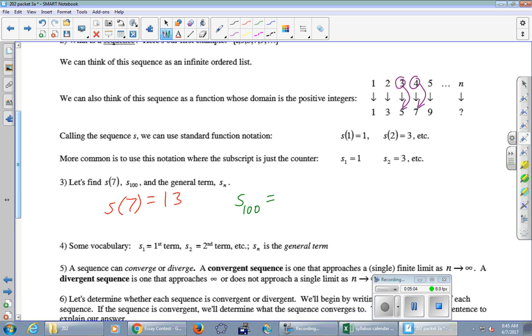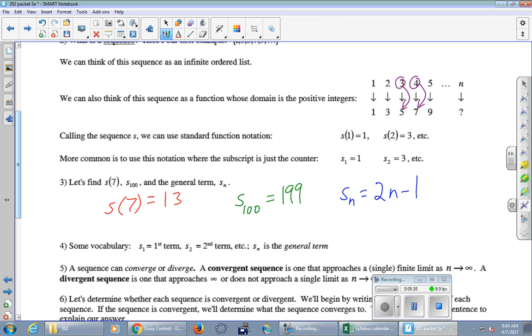How much is S sub 100? 199, right? Just double and subtract 1. And then finally, S sub n is asking us for the nth term, the general term. So I'm placed down on this list. And again, we just use Tala's idea here. It's double and subtract 1. So what is it in this case? We'll write 2n minus 1. Right? Double and then subtract 1.